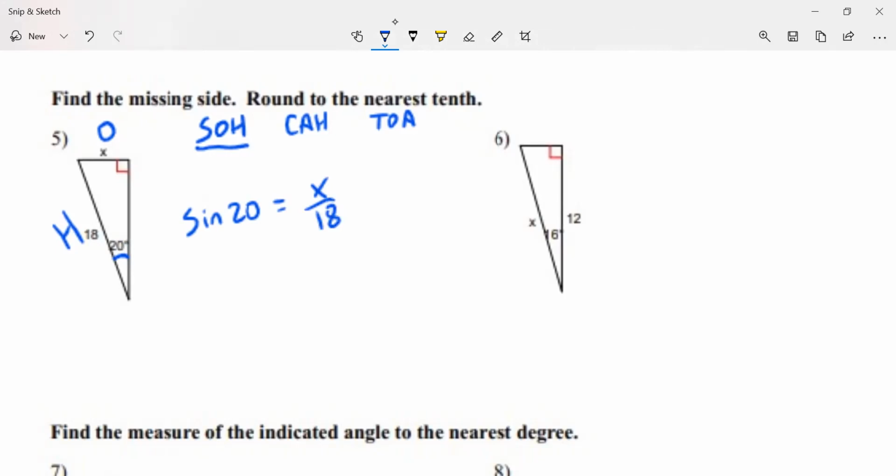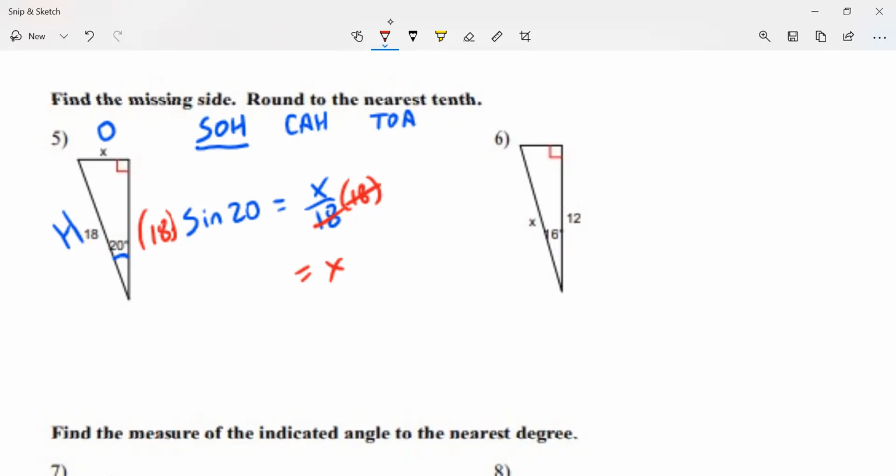Now, it is nice when in a fraction x is on top. Not always, we're not always going to have x on top. It is nice when x is on top because I can easily get rid of fractions by multiplying both sides by 18. Right, the 18s cancel out, so I get x by itself. Like I said, it is nice when x is on top. Now I'm just going to go 18 times sine of 20.